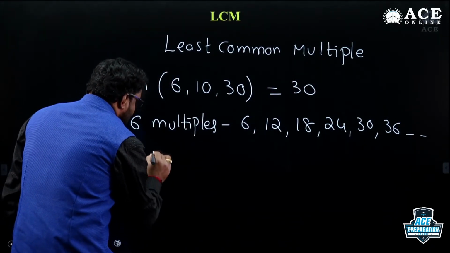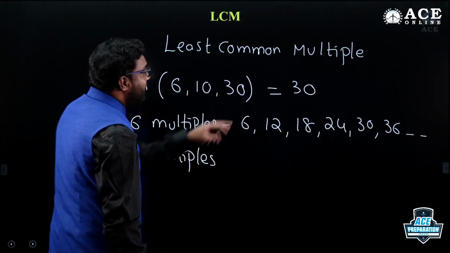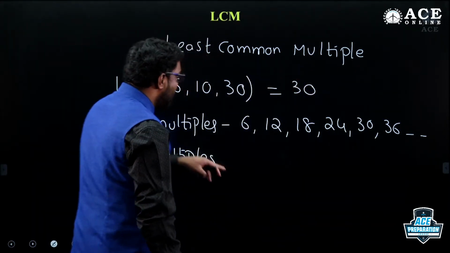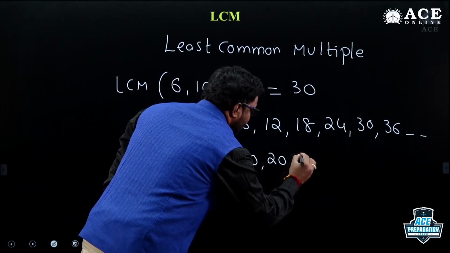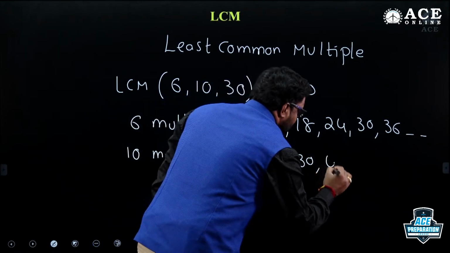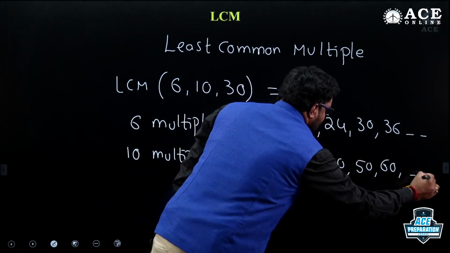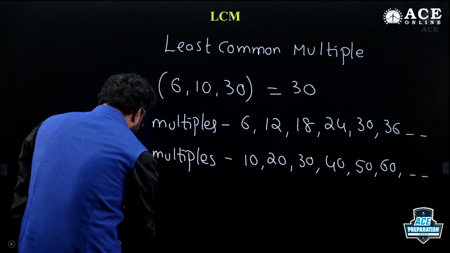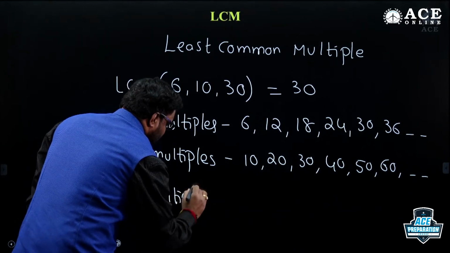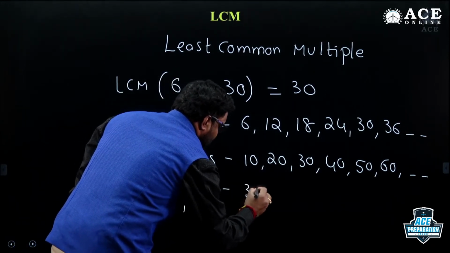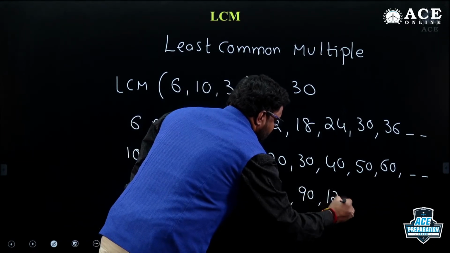10 multiples. Sir, why are you finding multiples? The name, what is the name? Least common multiple. Multiples we have to write for the given number. 10 multiples are 10, 20, 30, 40, 50, 60, and so on. Then the next one is 30 multiples. 30 multiples are 30, 60, 90, 120 and so on.